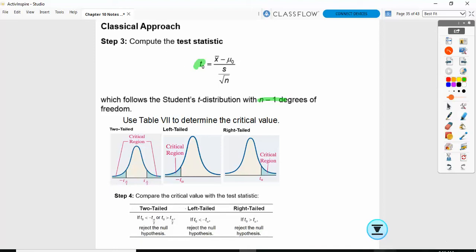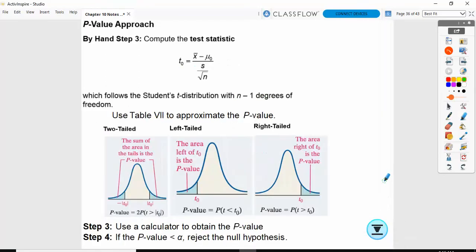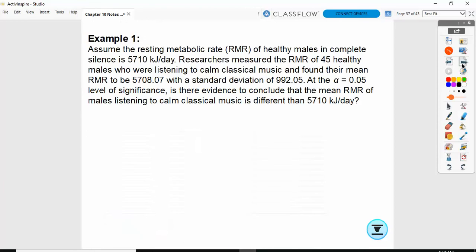P-value approach, still we get our t, and then we're looking at our probability, and we reject when it's smaller than alpha. So same kind of scenario. Let's look through. We'll do it by hand, and then I'll also show you how to do it on the calculator here.